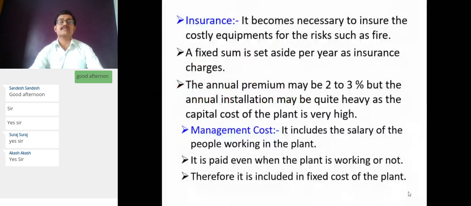Insurance. Even though the annual premium for insurance is 2 to 3%, this number looks very small, but the absolute cost is very high, because the cost of the equipment may be in the hundreds of crores, isn't it? So 2 to 3% is a very large number, like 2 crore, 3 crores. Cost of management that we have seen: the salaries to be paid to the people working for the successful operation of the plant.